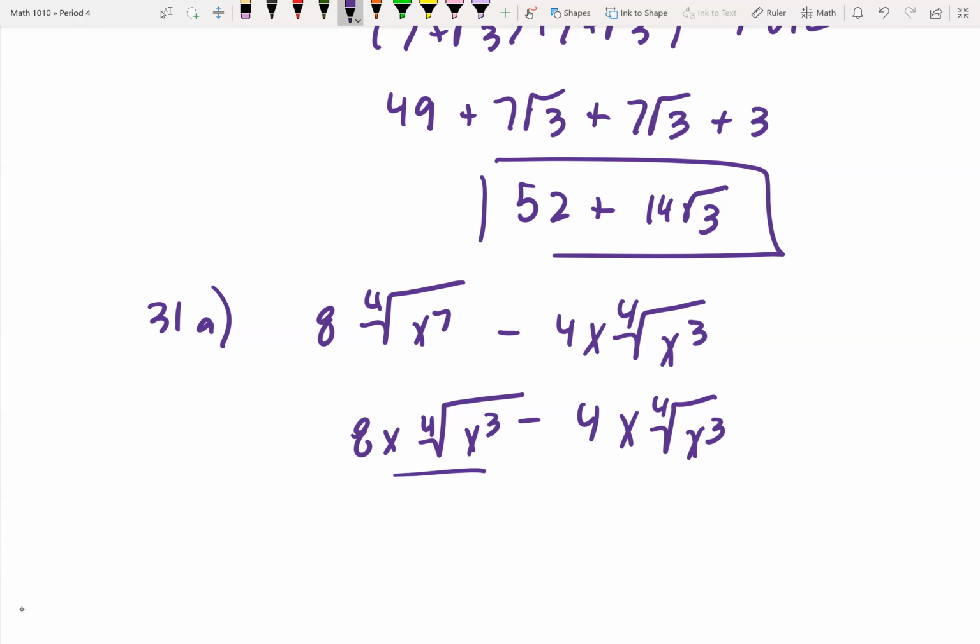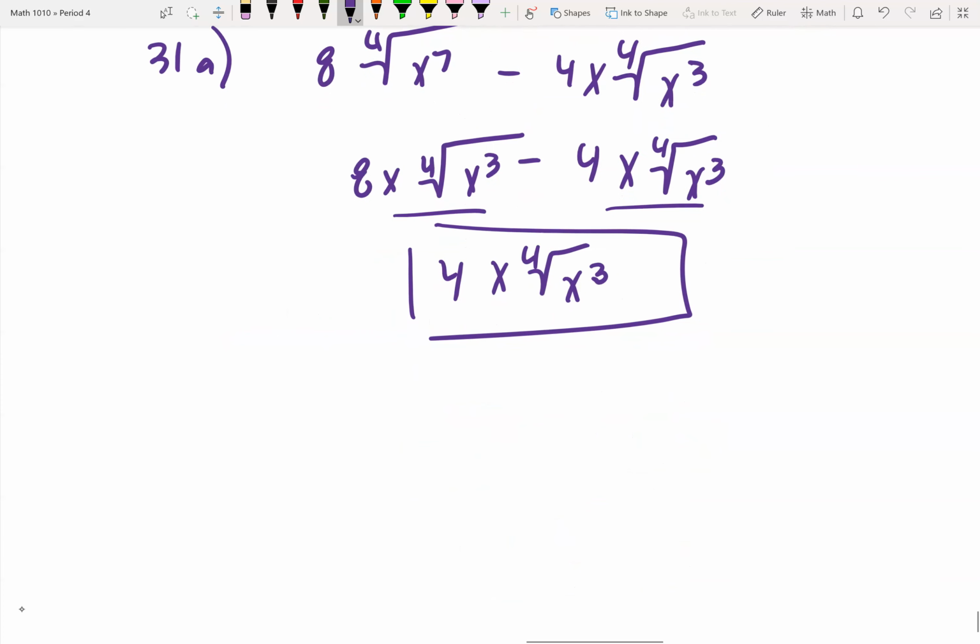3. And now these are the same. Look, x times the 4th root of x to the 3rd. Those are all the same. So 8 minus 4 is 4. There's my answer.